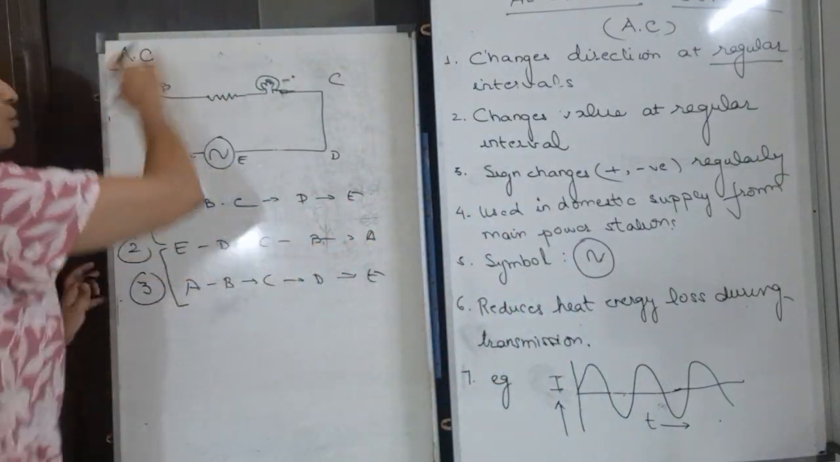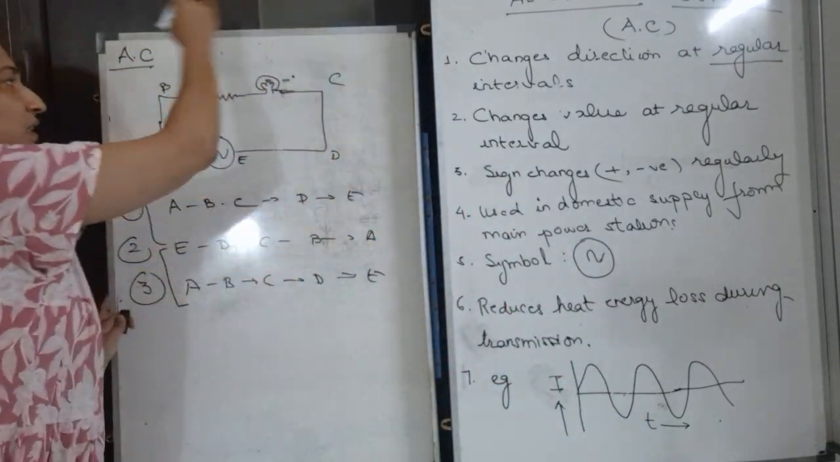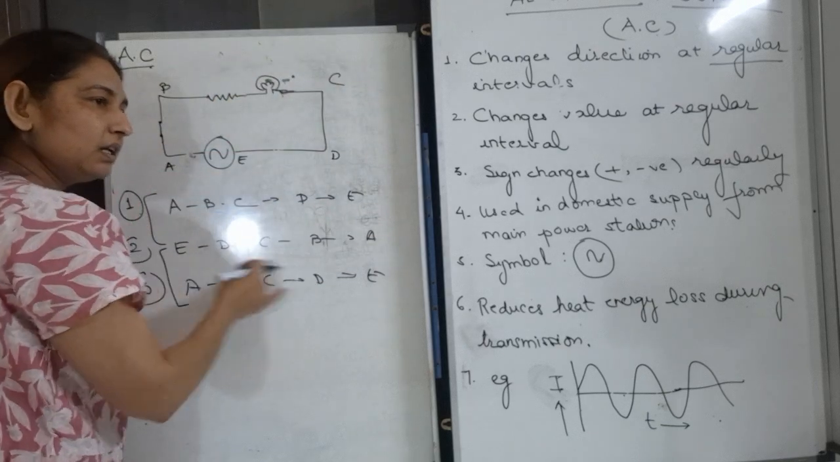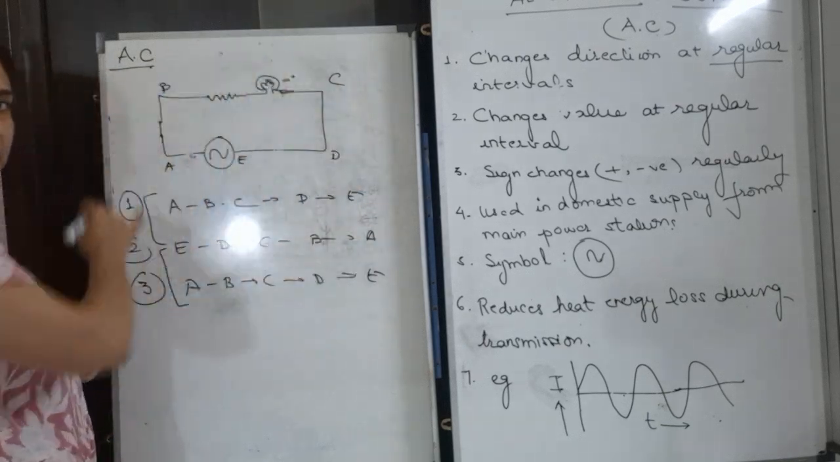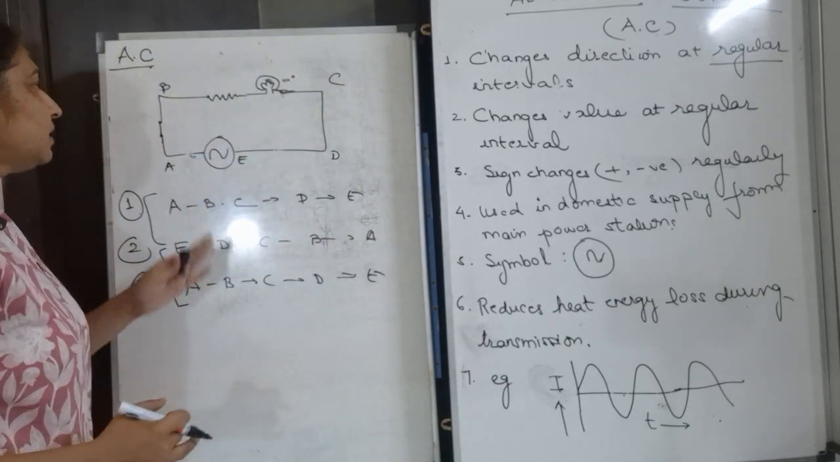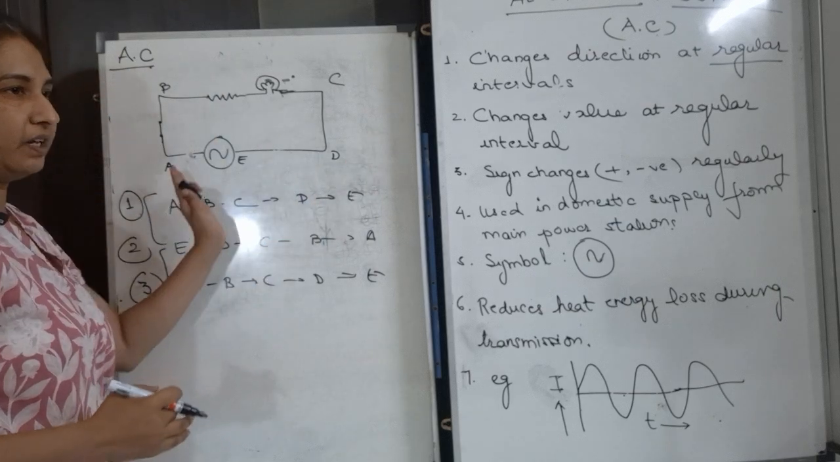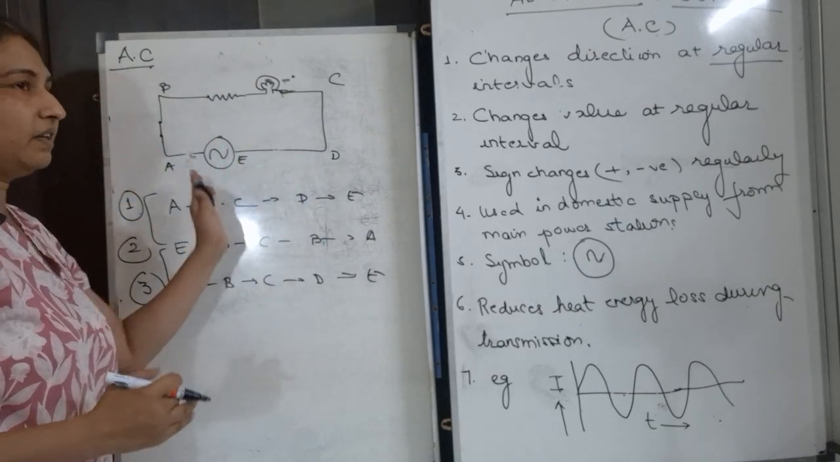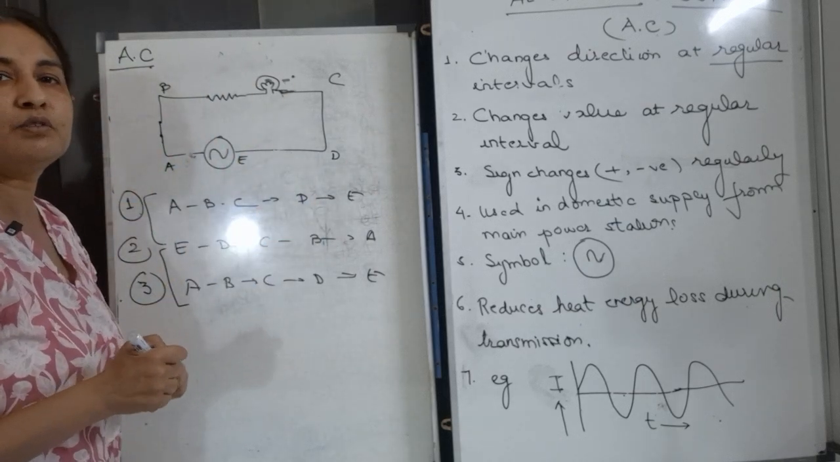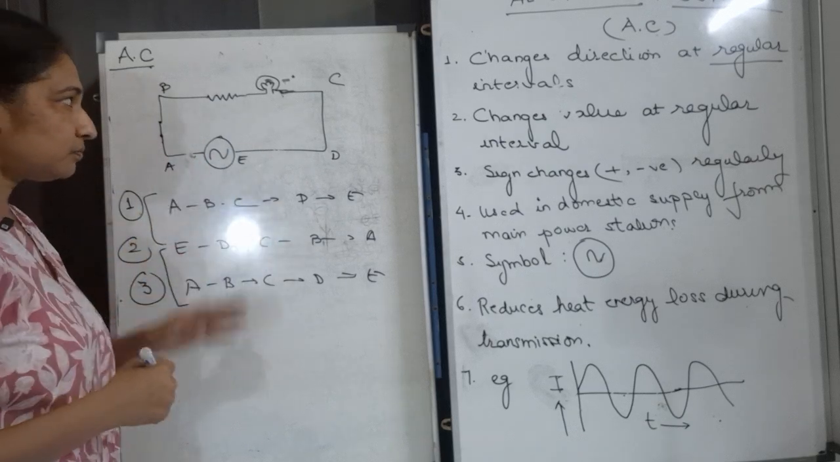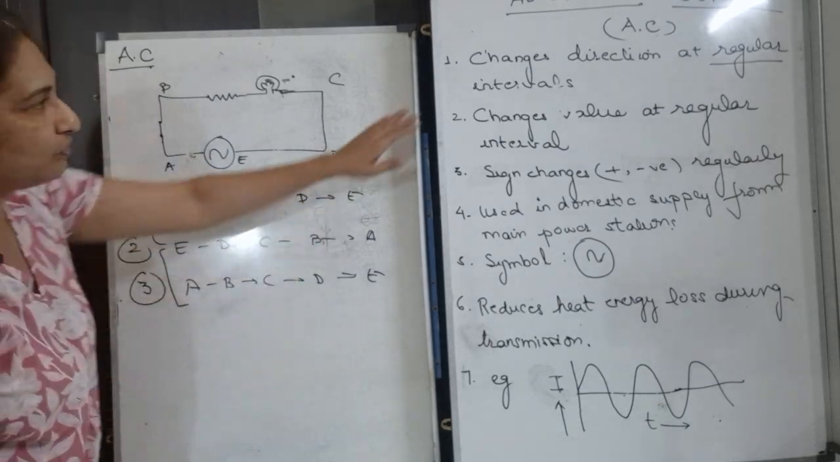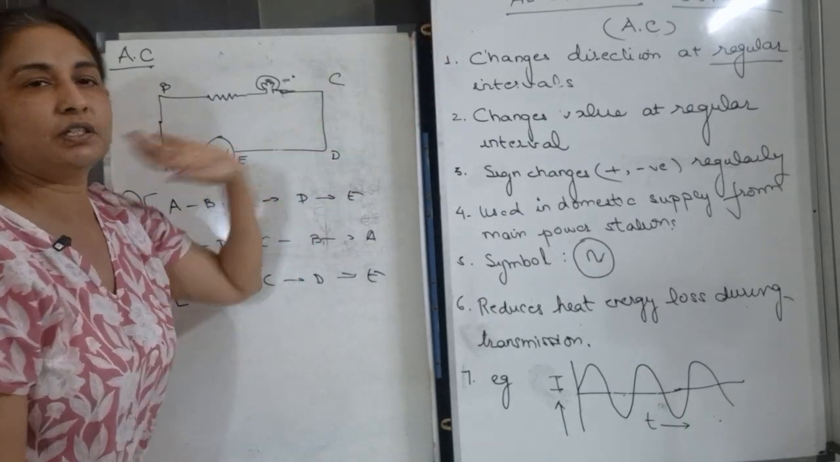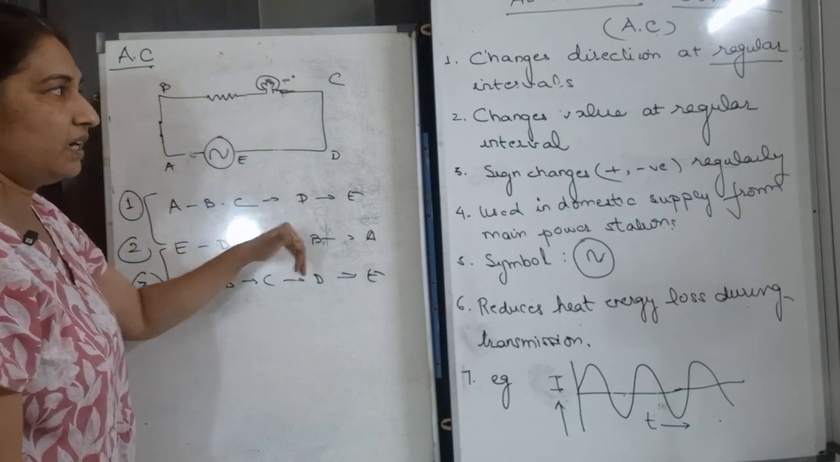Means suppose for 2 seconds it goes like this, then for 2 seconds it will go like this, then again for 2 seconds like this. It could be 0.5 seconds, 0.5, 0.5, 0.5. So these intervals have to be equal and continuous. Okay. So the first point is it changes direction of flow regularly.